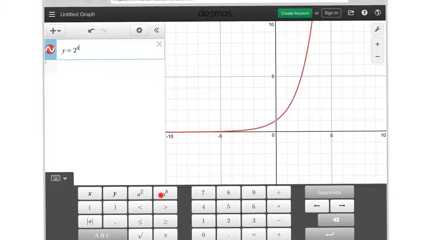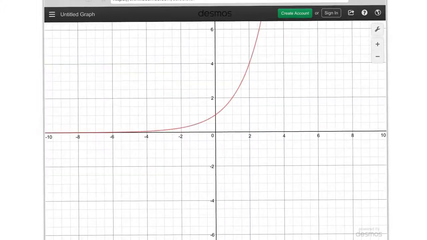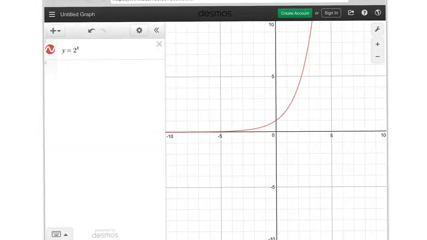Remember that your exponent button is right here, and the x and the y are over here. So that's the function. The function you guys see is exponential growth. Why am I saying growth? Because my base, let me go back here, my base 2 is greater than 1. So when you guys look at the graph, we have increasing from left to right.